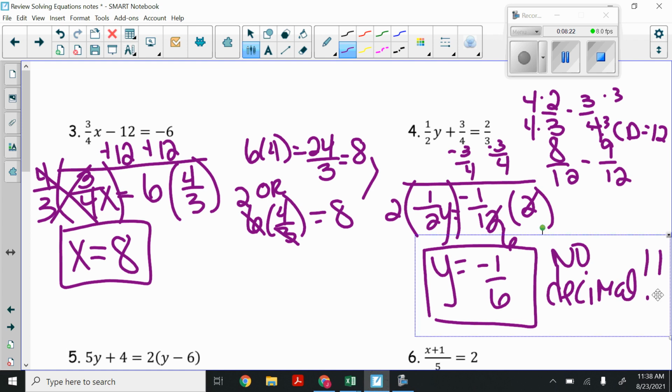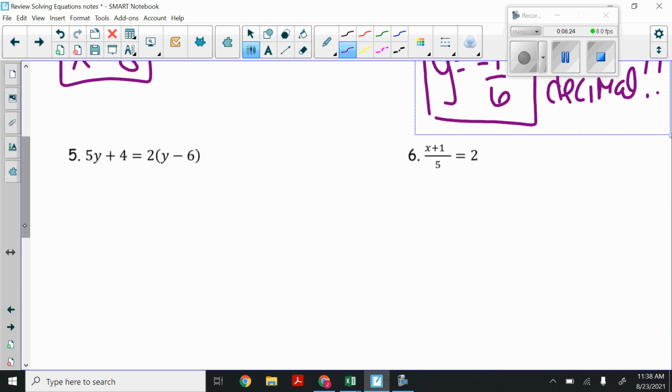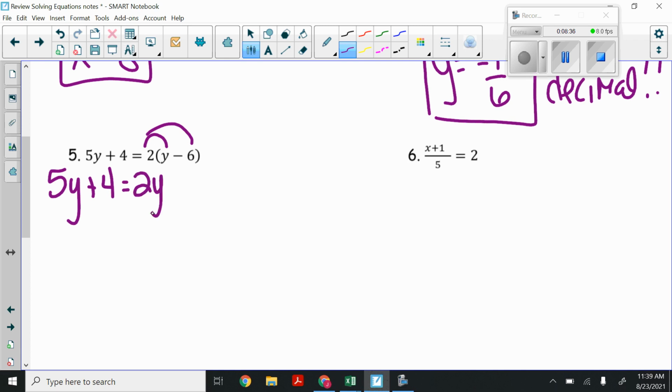Right, let's go on to number 5. 5y plus 4 equals 2 times y minus 6. The very first thing I need to do here is distribute that 2. So over here I have 5y plus 4 equals 2y minus 2 times 6, 12.